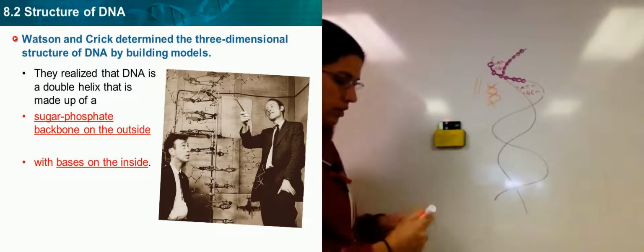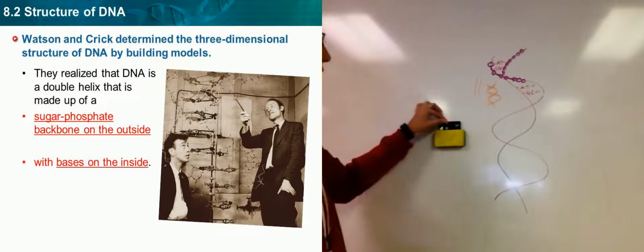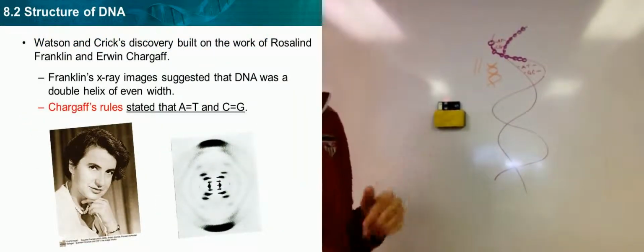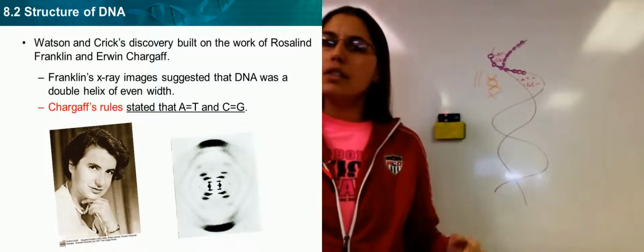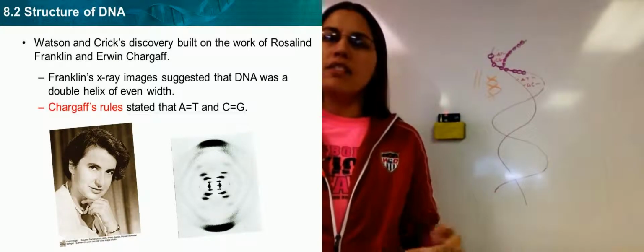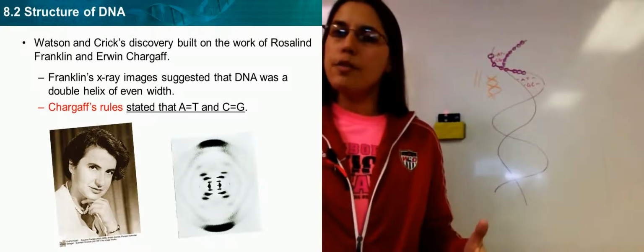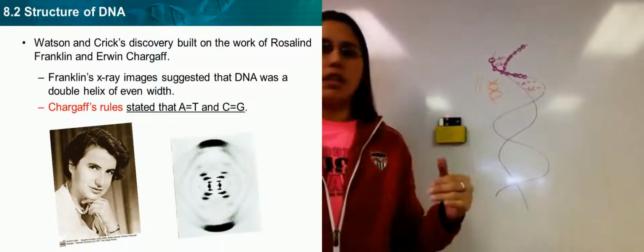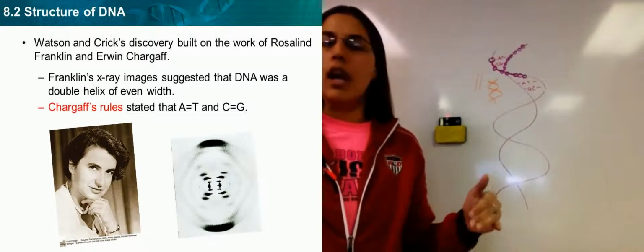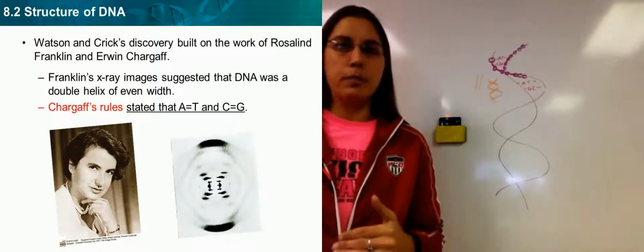Well, let's look at the research that they used, because Watson and Crick did not do this all on their own. They used the work of many different scientists, and two scientists specifically were Rosalind Franklin and Erwin Chargaff. These were another set of scientists basically trying to do the same thing. They were trying to discover the structure of DNA. They just wanted to do it first.